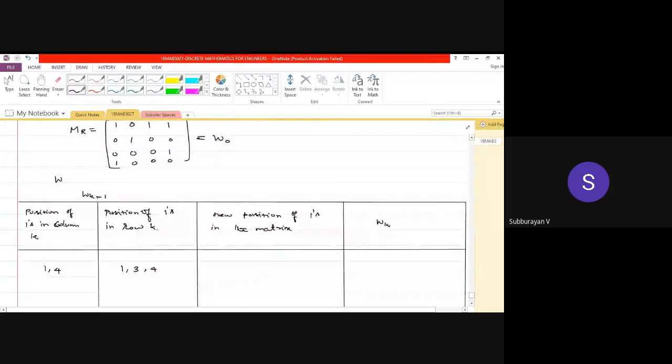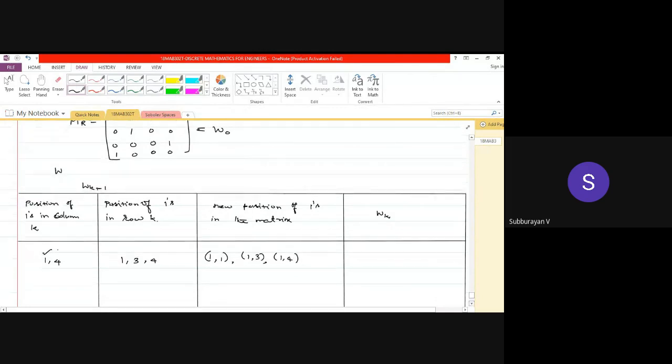Now make a combination. First take this element. This is the first coordinate element, and these are the second coordinate elements. Therefore, first I take this 1, and all these three combinations. That is 1, 1, 1, 3, 1, 4. Then come to the second element. This is 4. I start with the 4. Then the combination, these are the second coordinate elements. Therefore 4, 1, and 4, 3, and 4, 4.